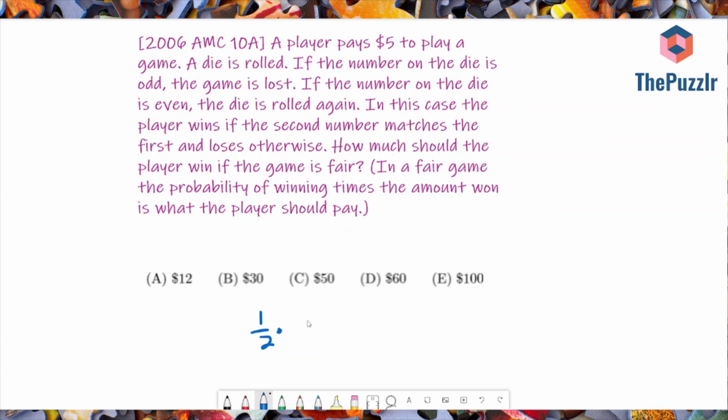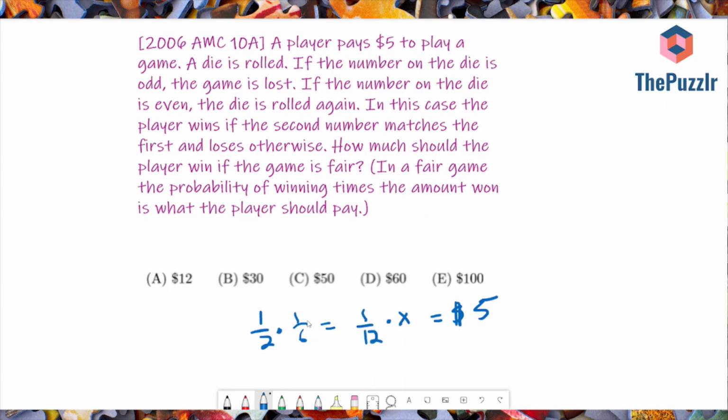And then in the second roll, the player wins if the second number matches the first and loses otherwise. So the chance of rolling the same number on a die is 1/6, because there's one successful roll out of the 6 possible rolls. So that's a 1/12 chance. In a fair game, the probability of winning times the amount won is what the player should pay. So 1/12 times X equals $5, right?